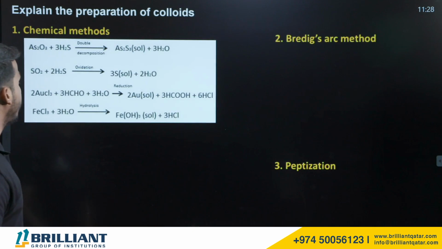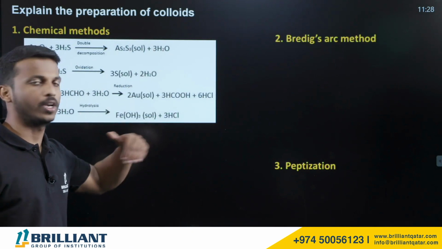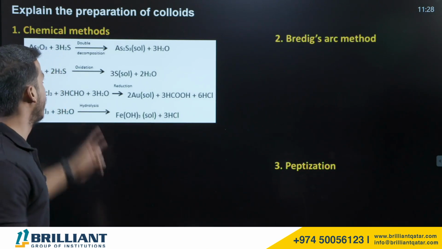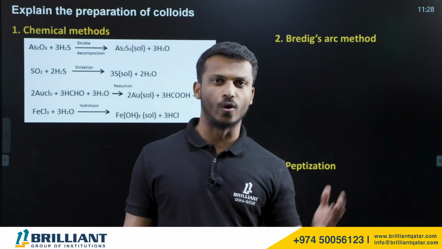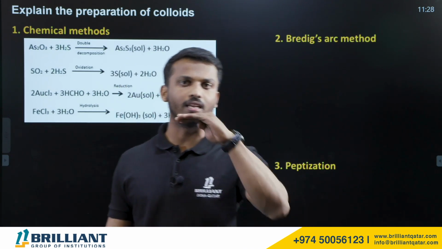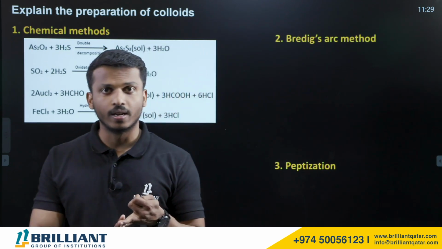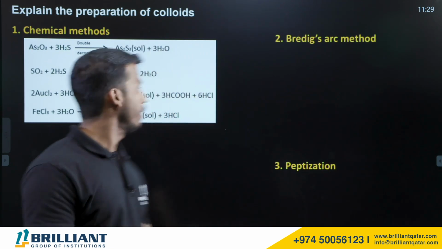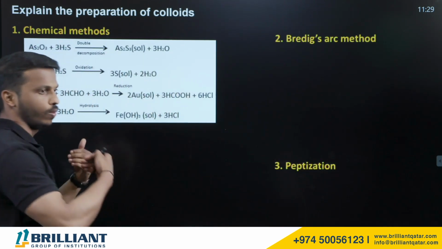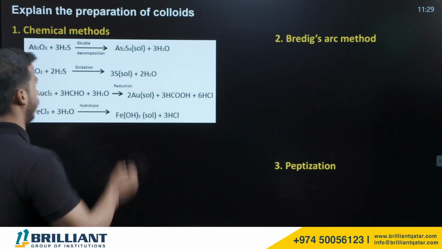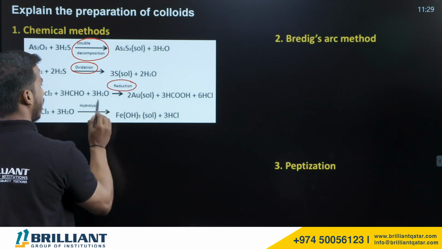Next one. Explain the preparation of colloid. Dear students, a total of 3 methods are discussed in this chapter for the preparation of colloid. First one is the chemical method. In the laboratory, how can we prepare colloids? There are 4 techniques in the chemical method: double decomposition, oxidation, reduction, and hydrolysis.